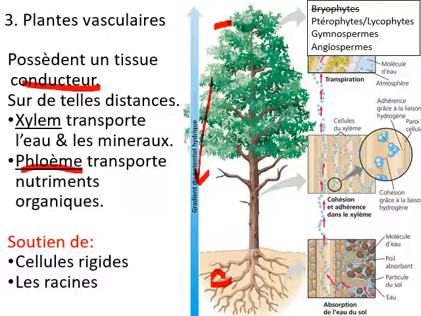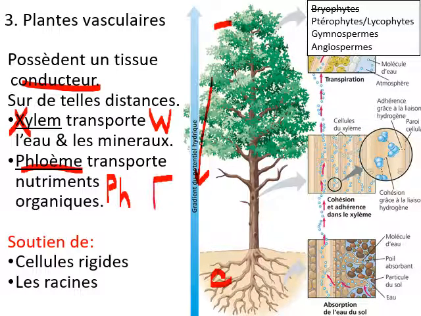So one way that I remember the word xylem is in English. Water starts with a W, xylem starts with an X, so I associate those 2 together. And phloem starts with the F sound of food. So phloem is transporting food down from the leaves.